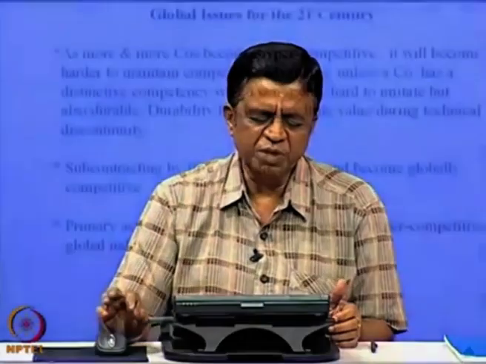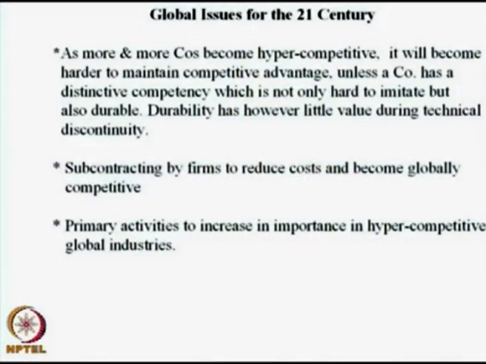Then the next thing which can become very important is primary activities, which increase in importance in a hyper competitive market. What is this? We looked at the example of the value chain given by Porter. All the functional areas of management, the primary activities, that is your sales, marketing, are going to become extremely important in a hyper competitive market scenario. That is where the whole concentration should be. These are some of the issues which a company will face very hard.